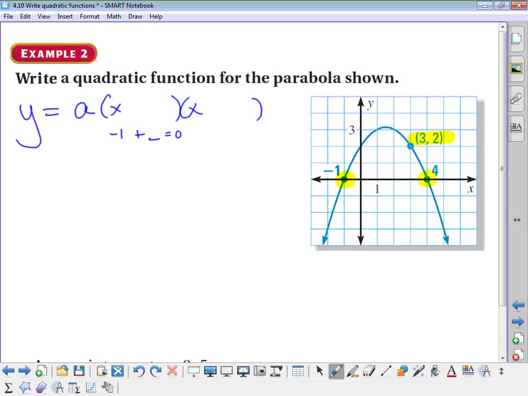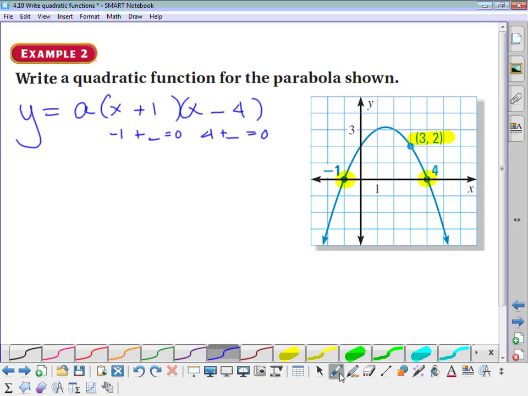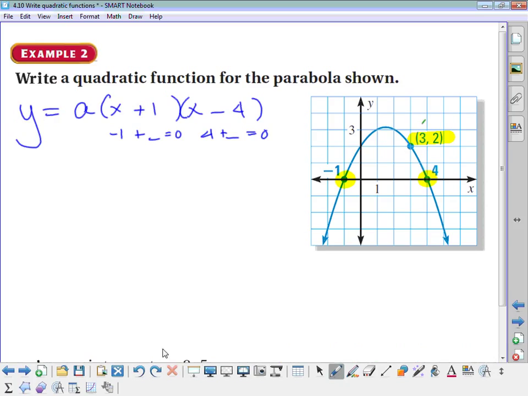So what's it going to have to be? It's going to have to be a positive 1. And then same thing here, if I put in the 4 plus something, I want it to come out to 0, that means this is minus 4. So I've got a times x plus 1 times x minus 4. Now I'm going to plug in the 3 for my x, and the 2 for my y, and solve for a.